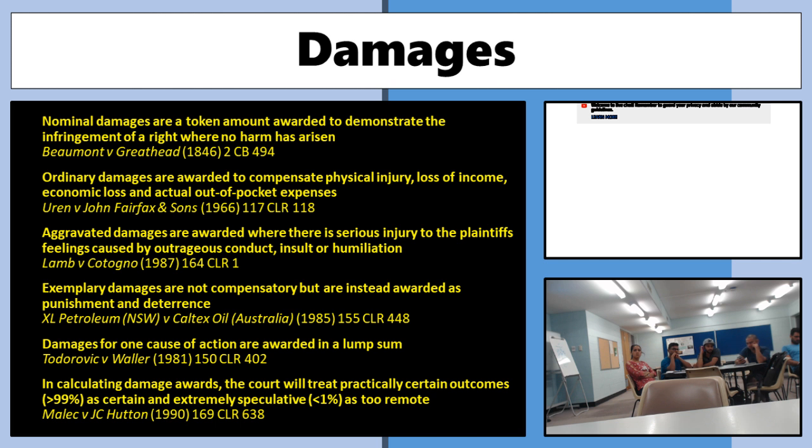So that one there, aggravated damages were awarded where there's serious injury to the plaintiff's feelings caused by outrageous conduct, insult, or humiliation. All right, and just again, aggravated damage. Fraser Anning with the egg, as a public figure, isn't going to get aggravated damages. It's an egg, mate. Harden up, you're a public figure. That's why. But if you or I had that, we probably would get aggravated damages if we were on national TV and somebody came up and humiliated us in some way, even if it was just slapping us in the head or something similar.